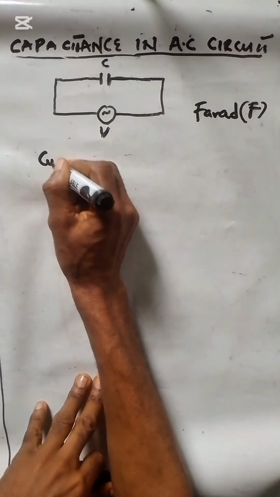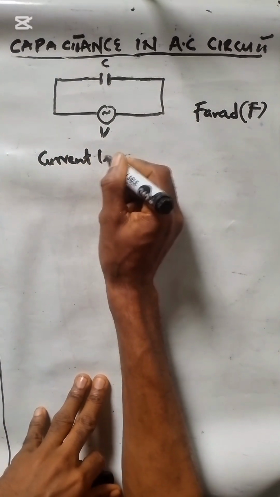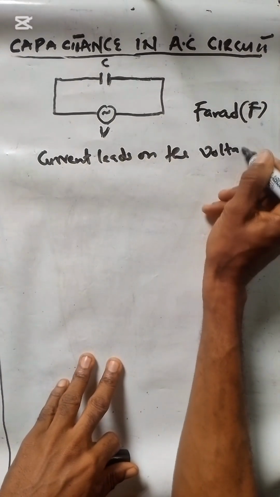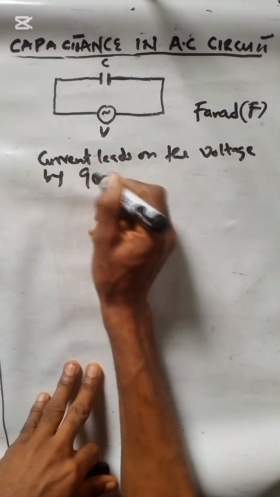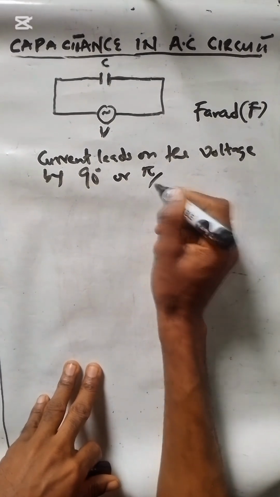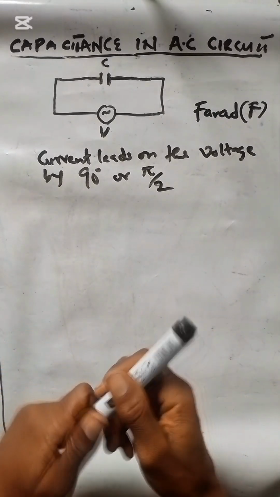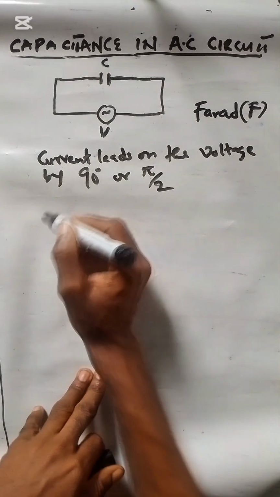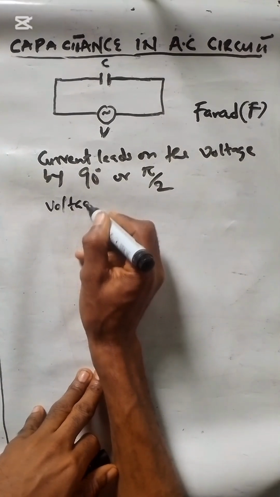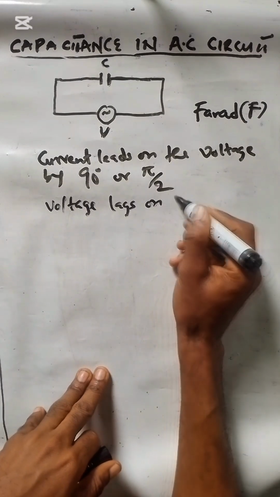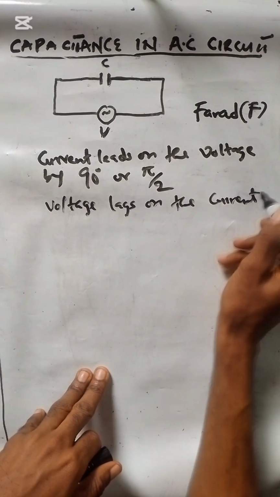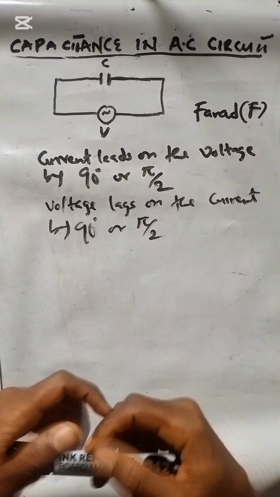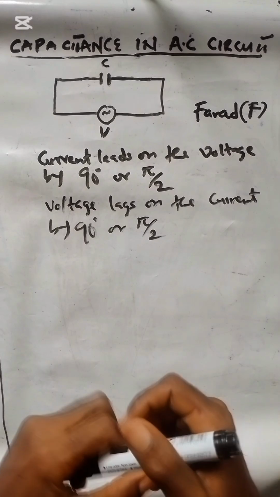So here, current leads the voltage by 90 degrees, or pi over 2. And we can also say that the voltage lags the current by 90 degrees, or pi over 2. So take note of that.